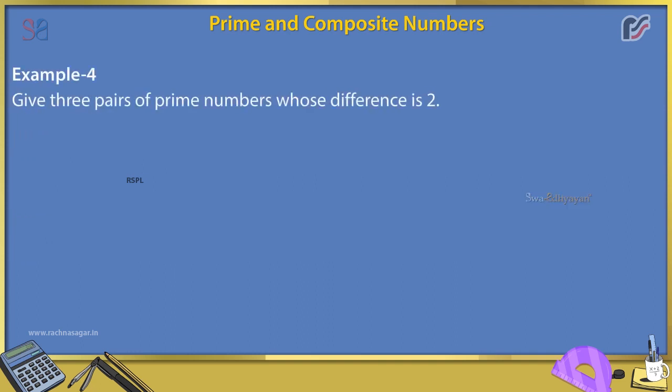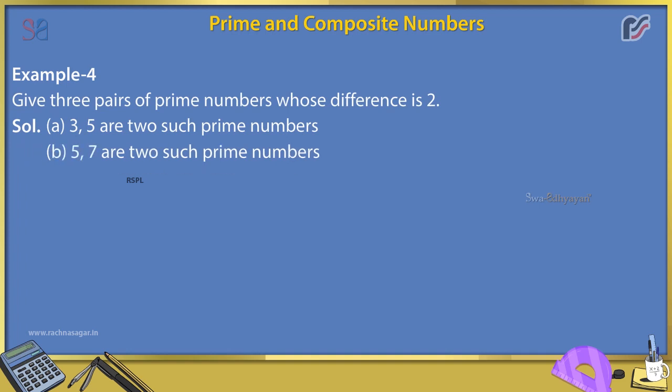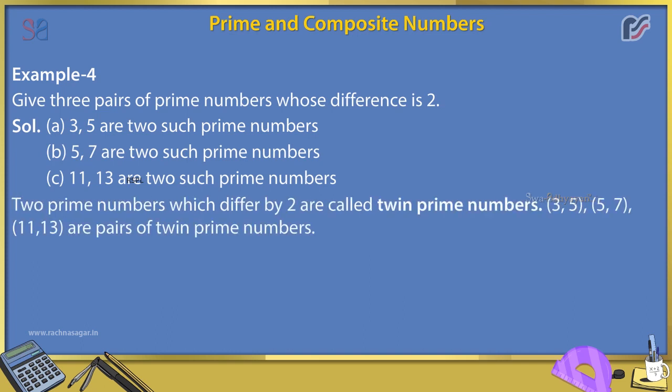Example 4. Give three pairs of prime numbers whose difference is 2. Solution. A. 3, 5 are two such prime numbers. B. 5, 7 are two such prime numbers. C. 11, 13 are two such prime numbers. Two prime numbers which differ by 2 are called twin prime numbers. 3, 5; 5, 7; and 11, 13 are pairs of twin prime numbers.